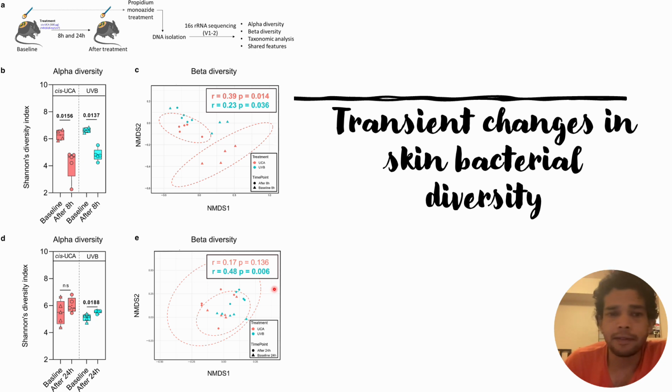So this indicates that the effect of cis-UCA is more reversible and can be seen in the 24 hour time period, whereas for the UVB exposed mouse models, the results are consistent even after 24 hours of being exposed to UVB.